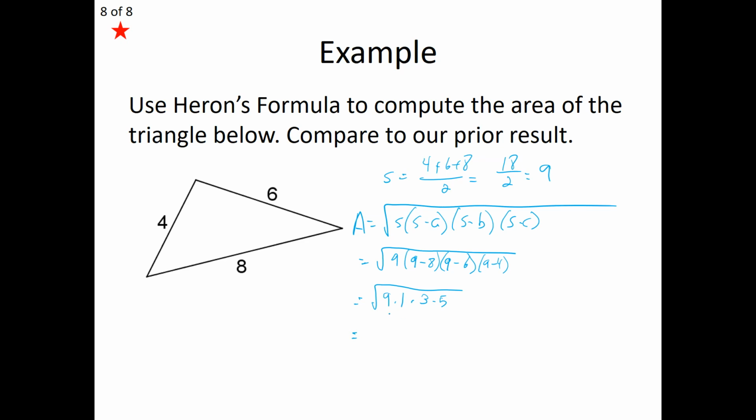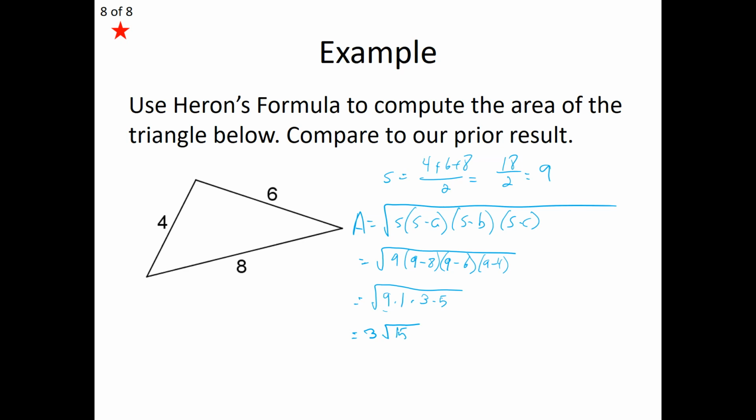Now, if I multiply this through, I can actually simplify this. 9 is a perfect square, which means a 3 pops out. The square root of 9 is simply 3. And then I have 1 times 3 times 5, which is 15. And then the area of my triangle is 3 times the square root of 15.